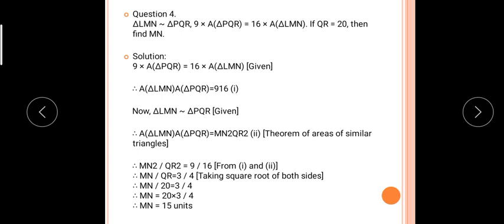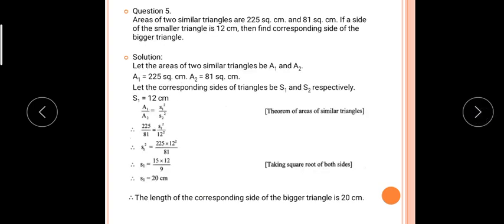Only remember that here the upon sign is there, and here also it is not 916, it is 9 upon 16. Here also, area of LMN upon area of PQR is equal to MN square upon QR square.